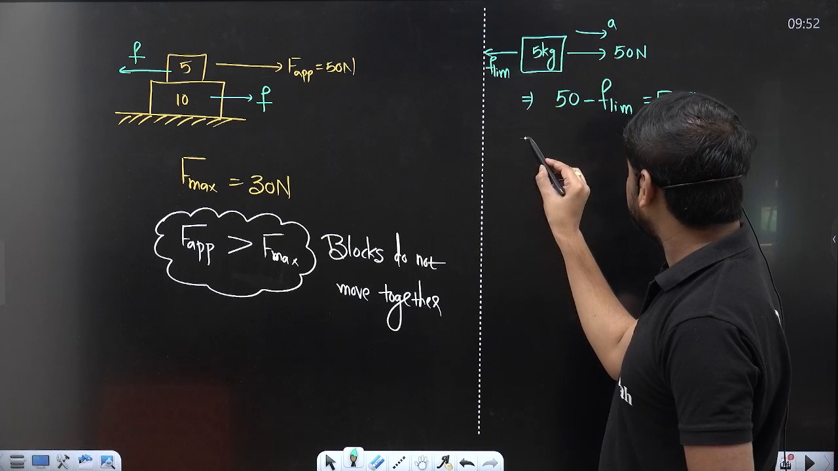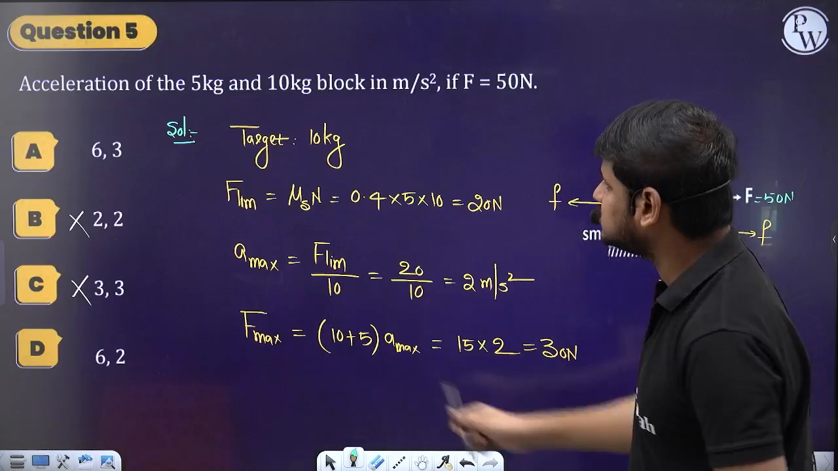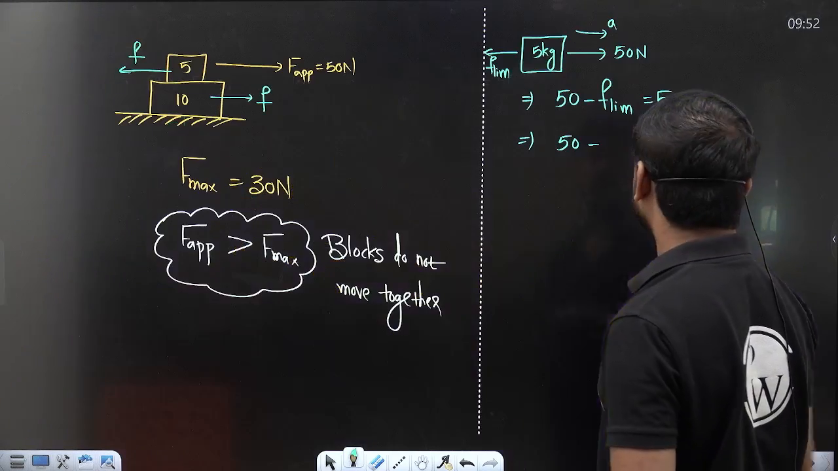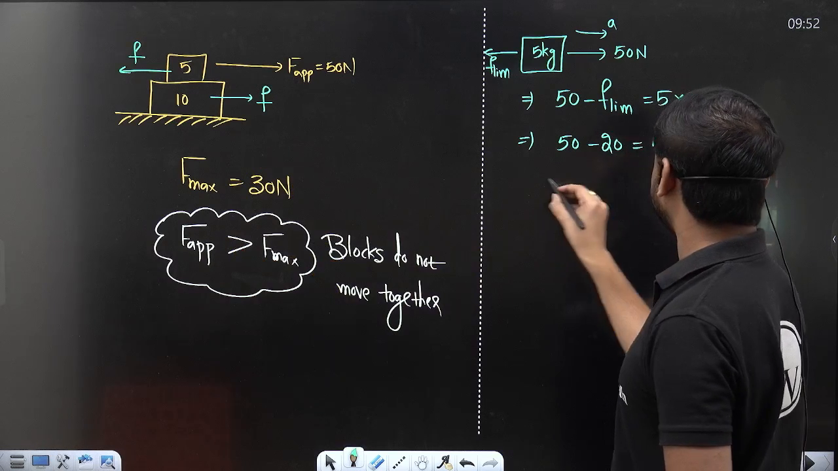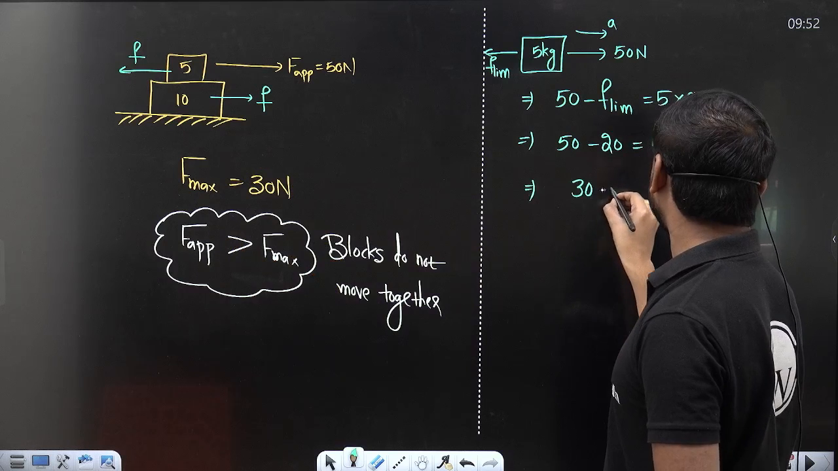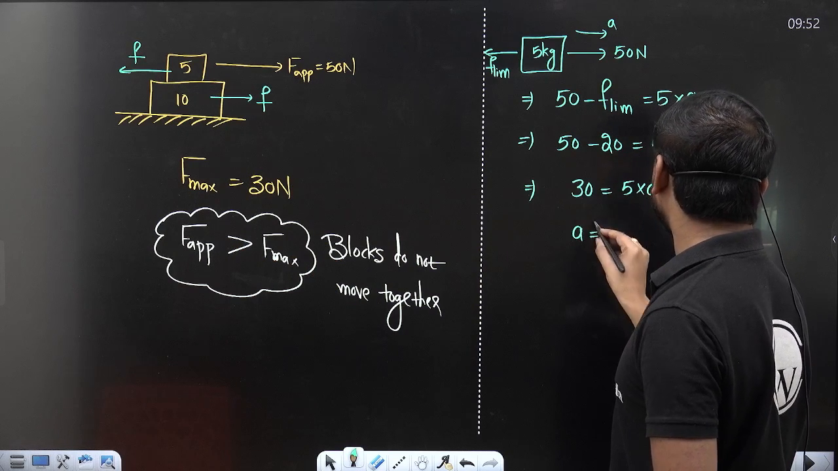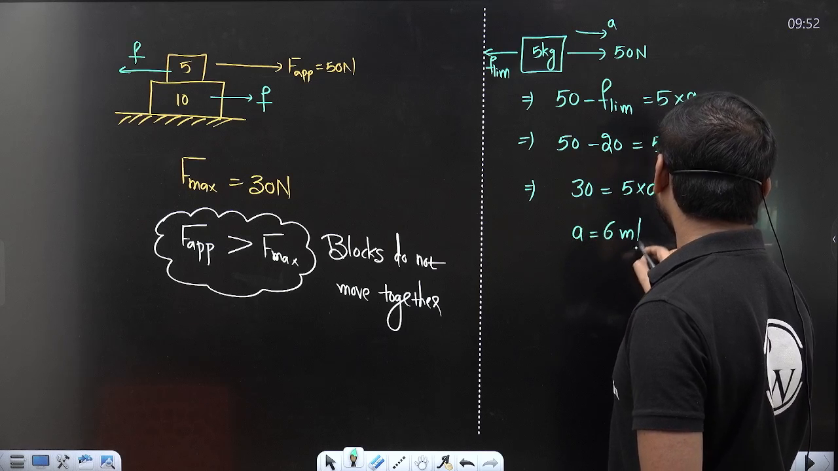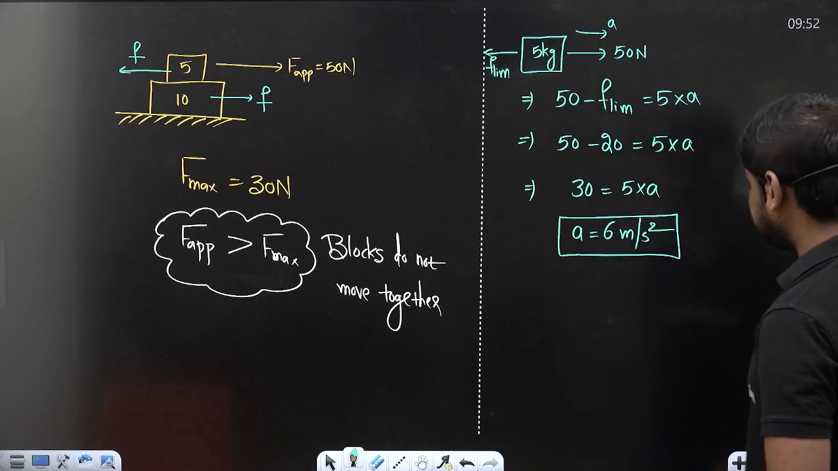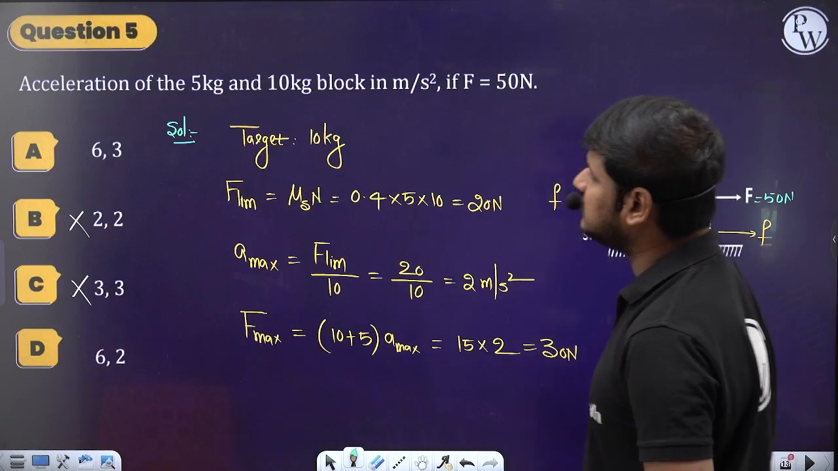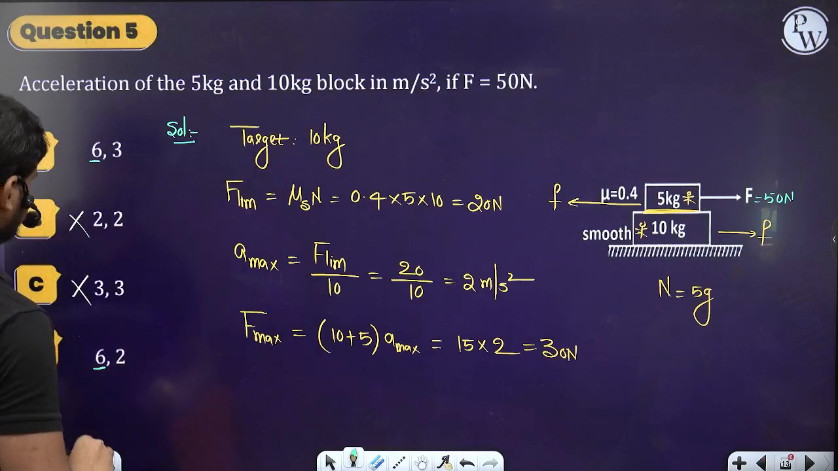So 50 minus the F limiting. The F limiting between the two blocks that we got is 20 newtons. So 50 minus 20 is equal to 5 into A, which is 30 equals 5 into the acceleration A. So the acceleration is 30 by 5, 6 meter per second square. So the 5 kg block will have an acceleration of 6 meter per second square.